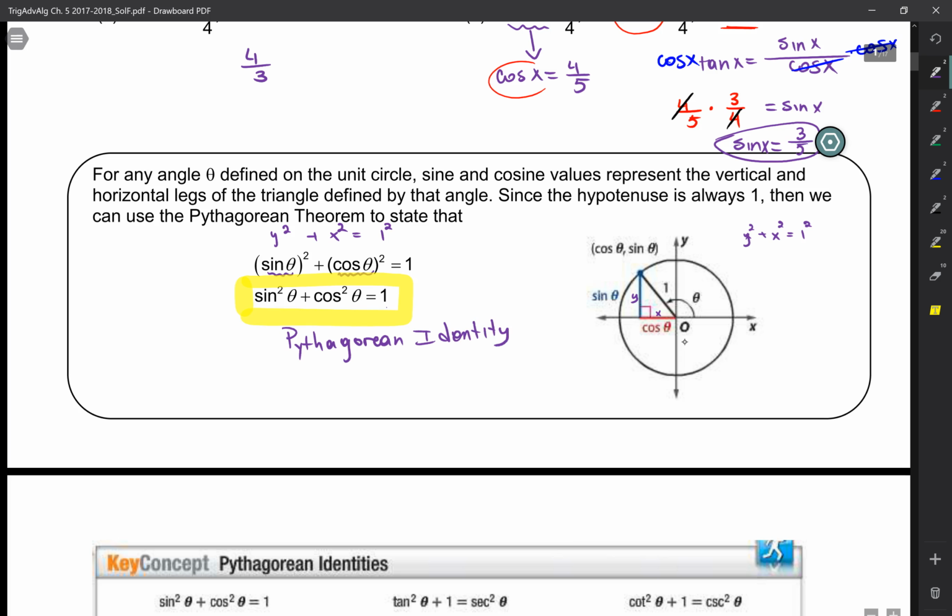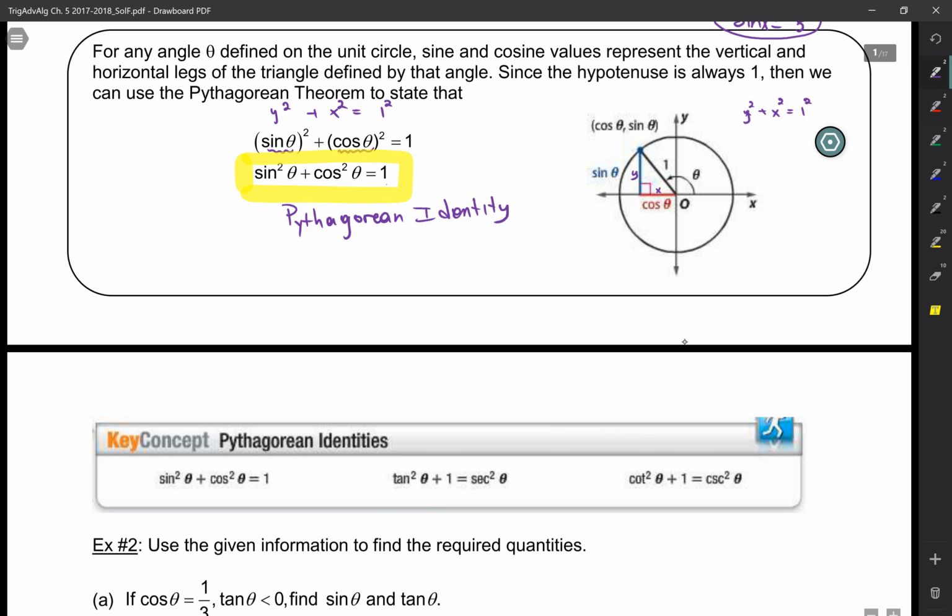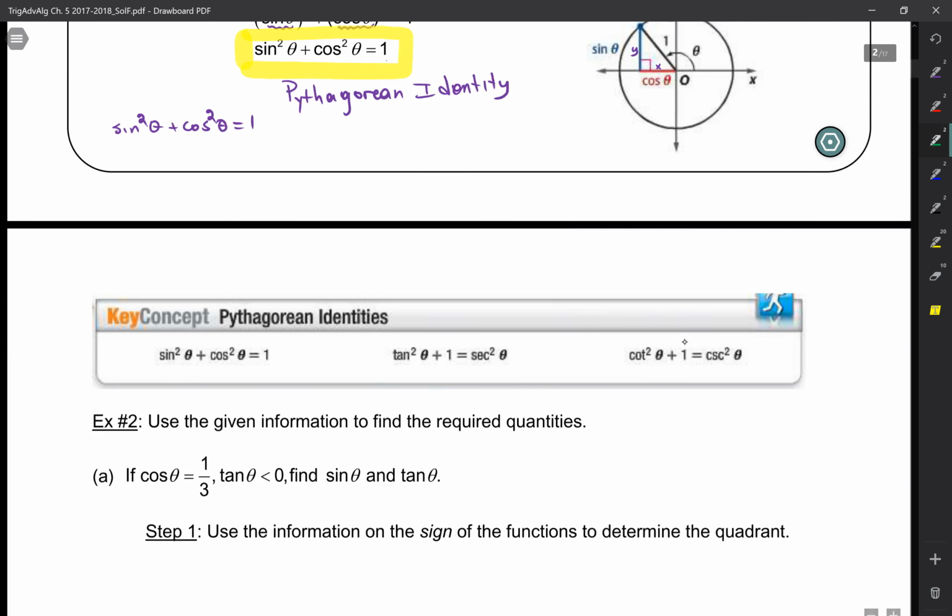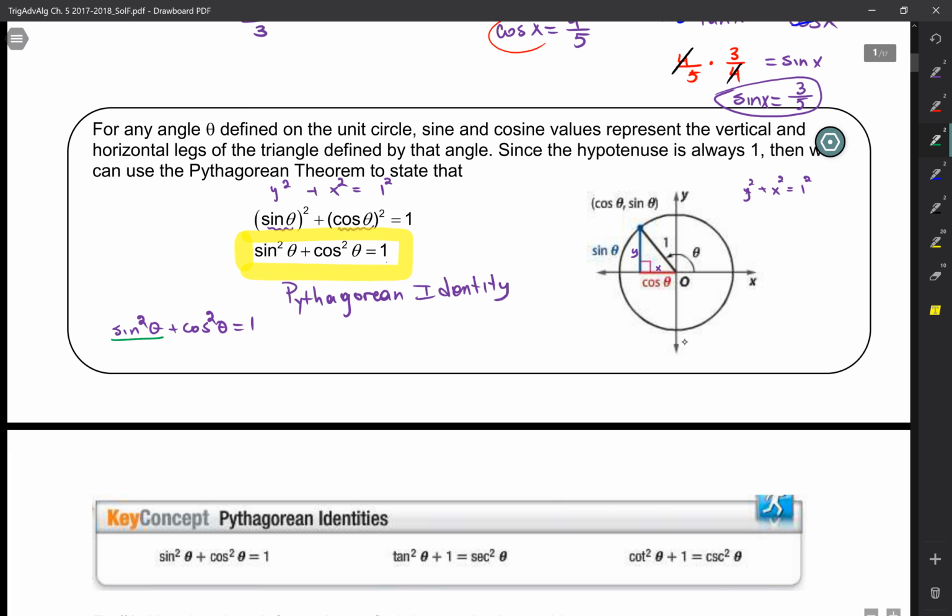So this is the most famous trig identity out there. Now, suppose you take this one that we just found. And just for fun, I'm going to divide each term here by cosine squared theta. Can we do that? Of course we can. So divide by cosine squared theta, each term.